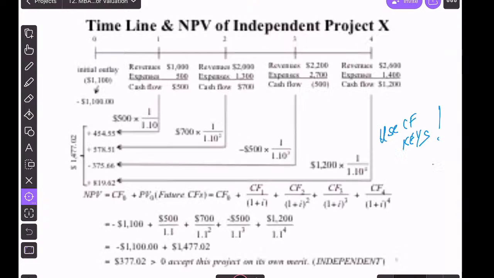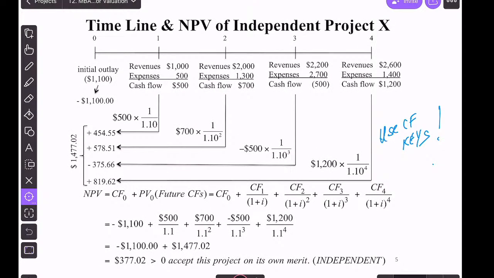So that was just a review of net present value. Does anybody have any questions about how to use it? Use the CF keys. You do not want to be handling that manually or by hand. It's not practical.